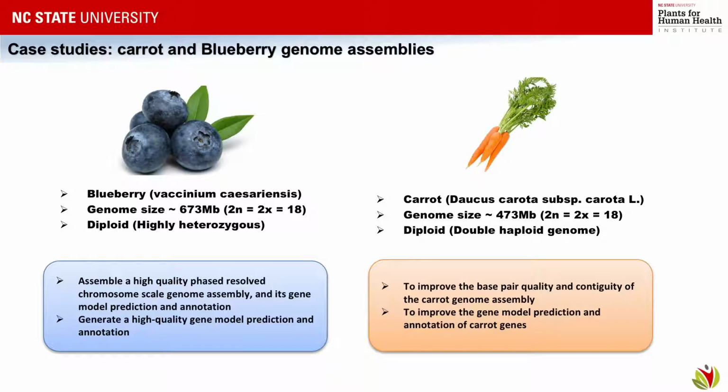So the target was to improve the base pair quality, since the genome assembly that was done in 2016 used Illumina short-read sequencing. So it was highly fragmented. Although it was anchored to chromosome level, we have a lot of gaps across the sequences. And we also wanted to improve the gene model prediction using long-read sequencing.